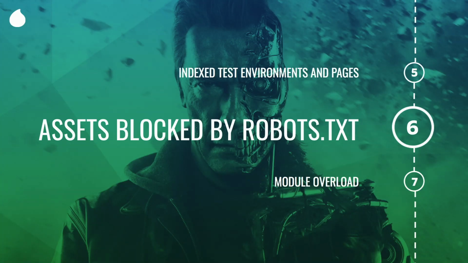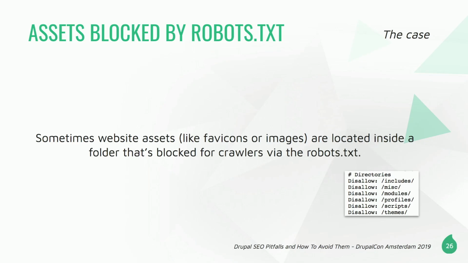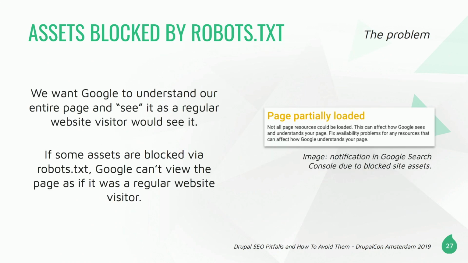Next up, we'll talk about assets or website resources that are blocked by robots.txt. Sometimes website resources like icons or images or anything else are located in a folder that's blocked for crawlers in the robots.txt. In SEO, we want Google to understand and view our page just as a regular visitor would view our page. And if there are some resources that are blocked in robots.txt, we are telling Google you can't visit that resource, you can't crawl it, you can't look at it, don't do anything with it.